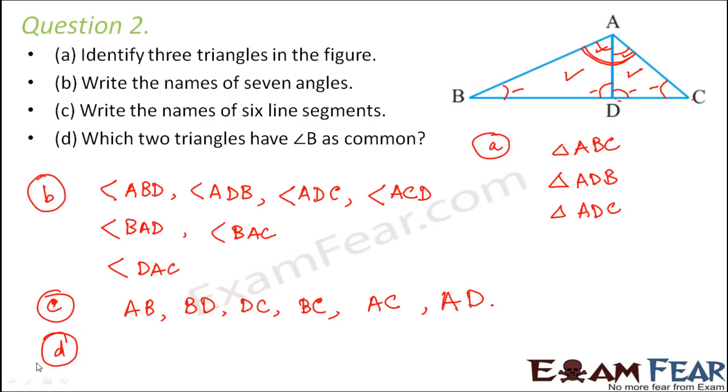D. Which 2 triangles have angle B as common? Now we have 3 triangles. 3 is the total possibility of triangles. Now out of these 3 triangles, which 2 triangles have angle B? So triangle ABC, yes, it has angle B. Triangle ADB, yes, it also has angle B. But what about triangle ADC? Triangle ADC doesn't have angle B. So therefore the answer would be triangle ABC and triangle ADB.